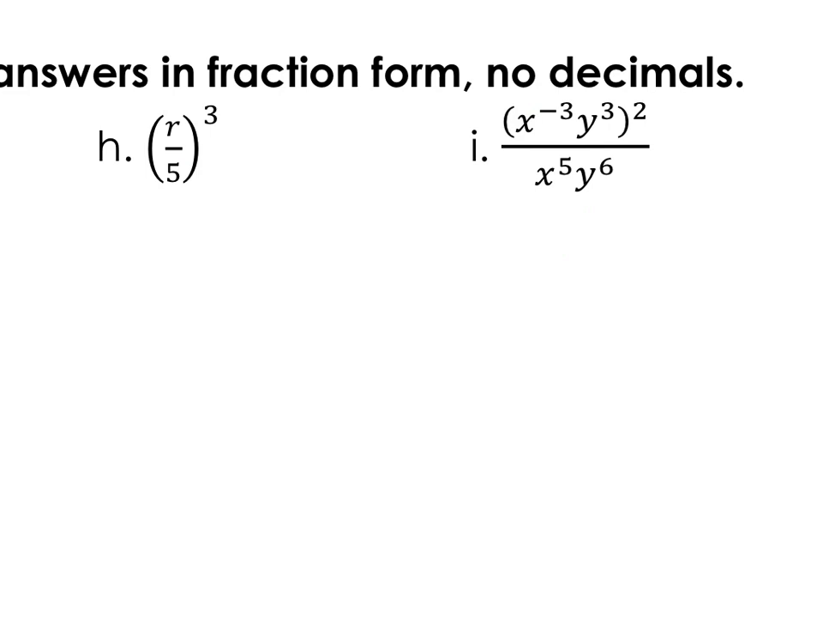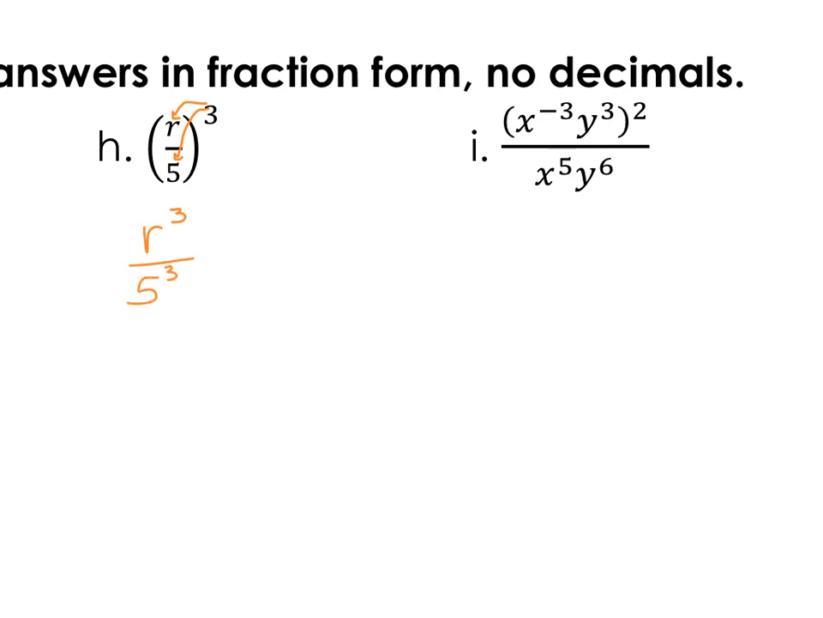Example H has a quotient, r over 5 to the 3rd power. So this would be the power of a quotient rule. R and 5, it's a division problem, so there's no addition or subtraction. That means that we can distribute the 3 to the top and bottom of that fraction, giving us r to the 3rd power over 5 to the 3rd power.